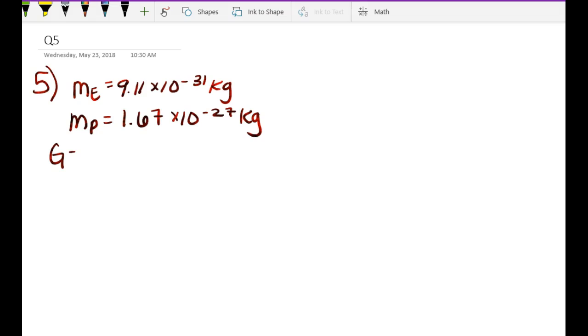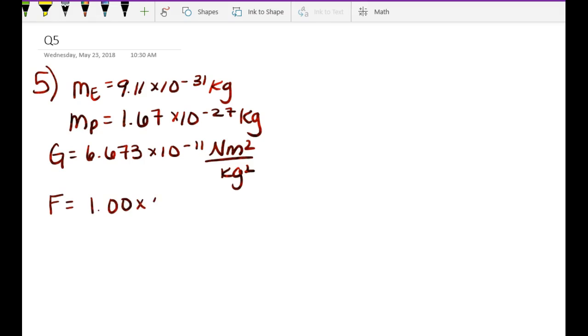And then it also tells you what the value for force is in that case, so we can plug it in too. Capital G is a constant, so 6.673 times 10 to the negative 11th is always the value for capital G when we're solving problems like this. And the problem does give you the value for force, as I mentioned, of 1 times 10 to the negative 47th. So this formula misses the radius in terms of what we're already given.